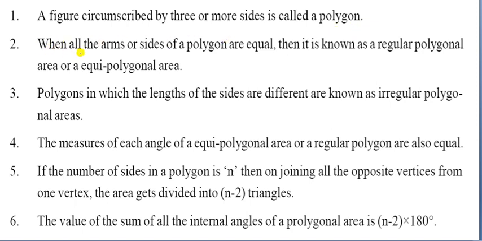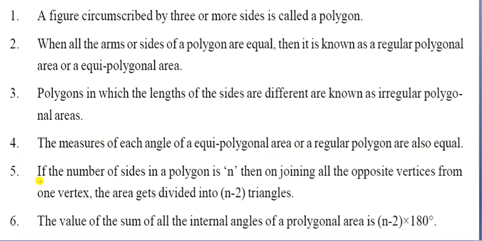Second, when all the arms or sides of a polygon are equal, then it is known as a regular polygon or equilateral polygon. Third, a polygon in which the lengths of the sides are different is known as an irregular polygon. That means no sides are equal. Fourth, the measure of each angle of a regular polygon is also equal.